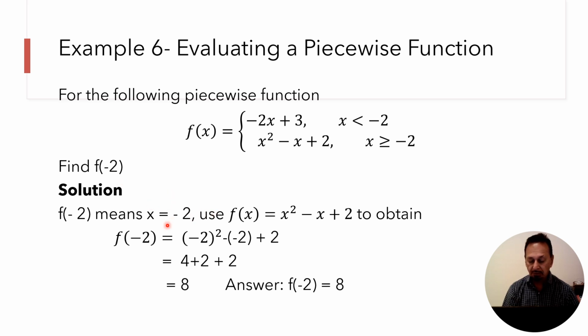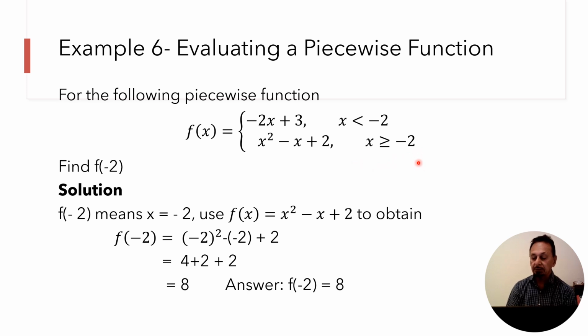First we check whether -2 belongs to this inequality or to this one. If I put negative 2 here, it becomes negative 2 less than negative 2, which is not right. But if I put x equal to negative 2 here, negative 2 is greater than or equal to negative 2.